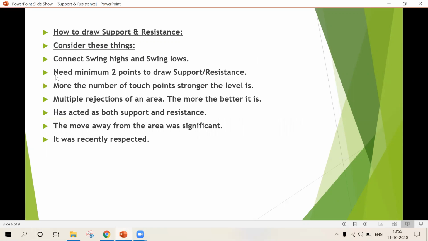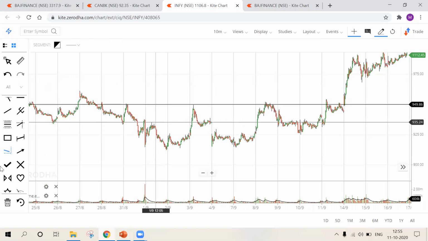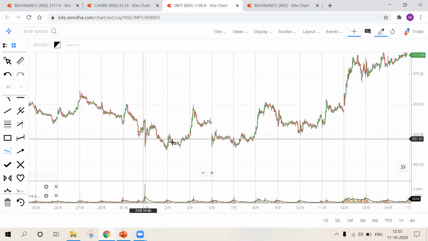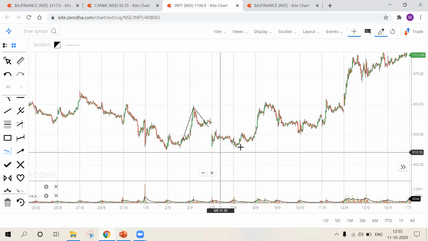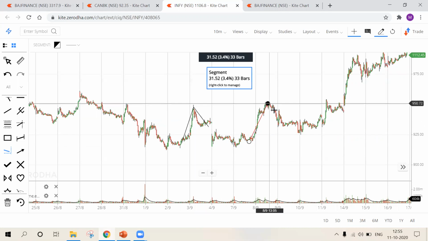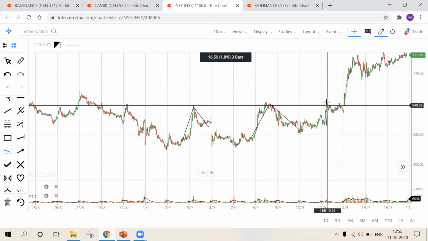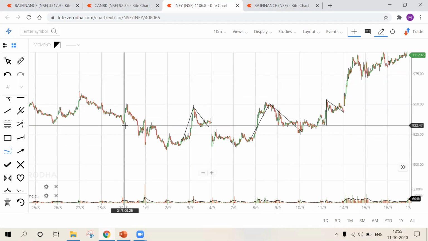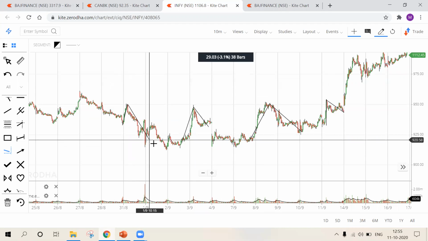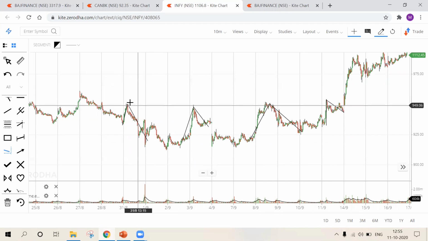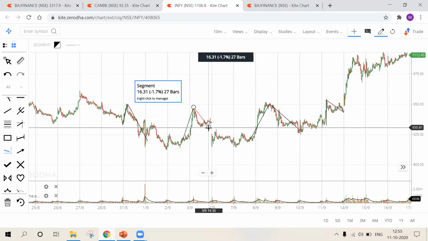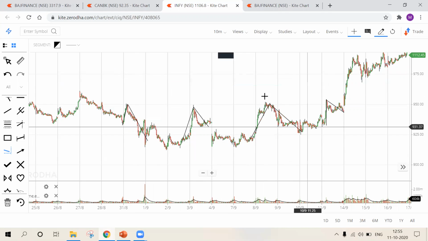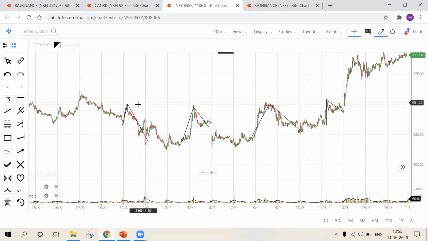You need to connect swing highs and swing lows. When I call it a swing high and swing low, this is a swing high, guys, because this looks like a swing, right? This is one swing, this is the second swing, this is the third swing, this is the fourth. These are all swings, so you need to be connecting swing highs.